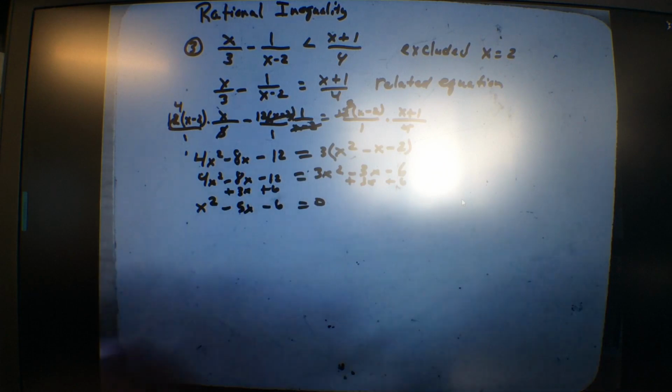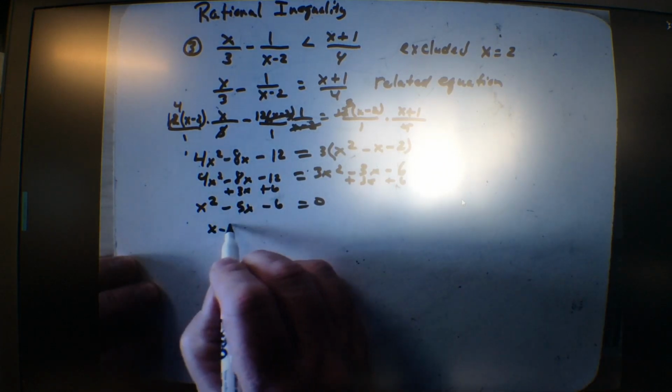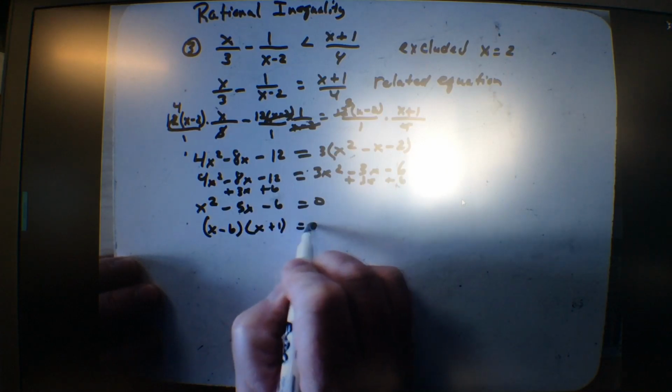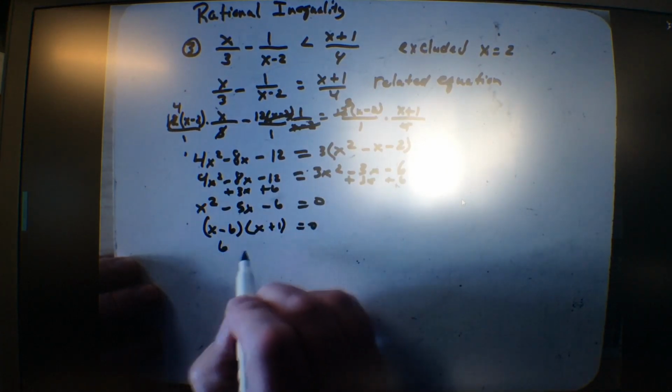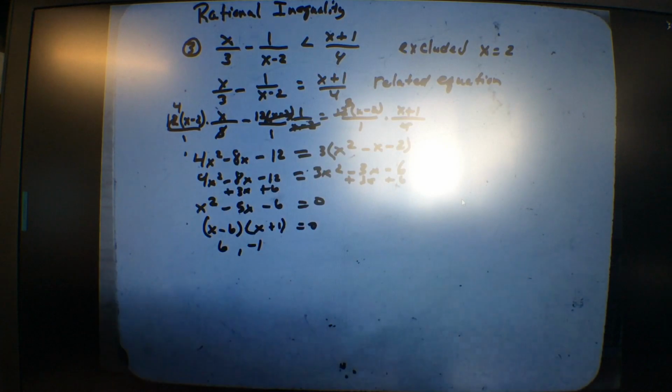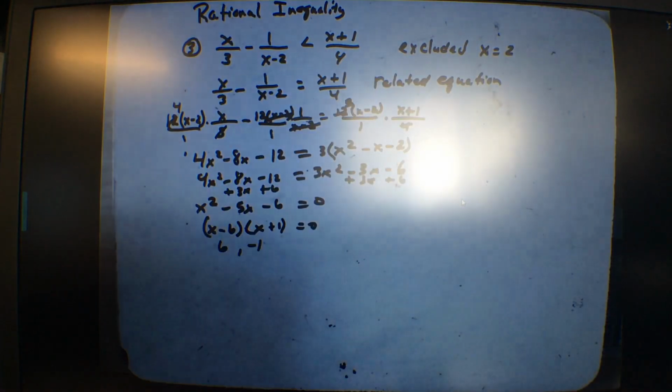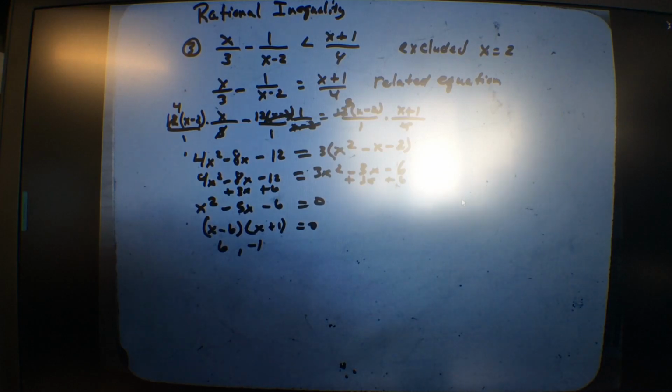Now, if I factor this, I get x minus 6 times x plus 1, correct? So my two values are 6 and negative 1. Now, if this was a true equation, these would be my answers because they do not match the excluded value of 2. But an inequality is different.